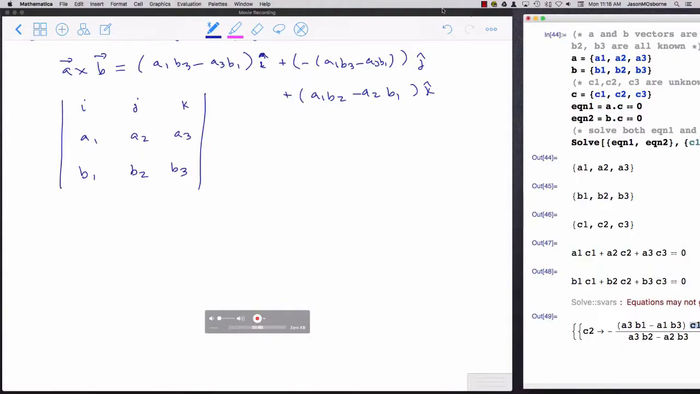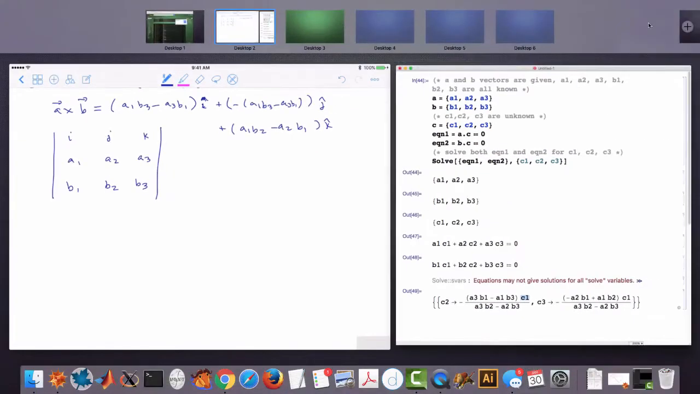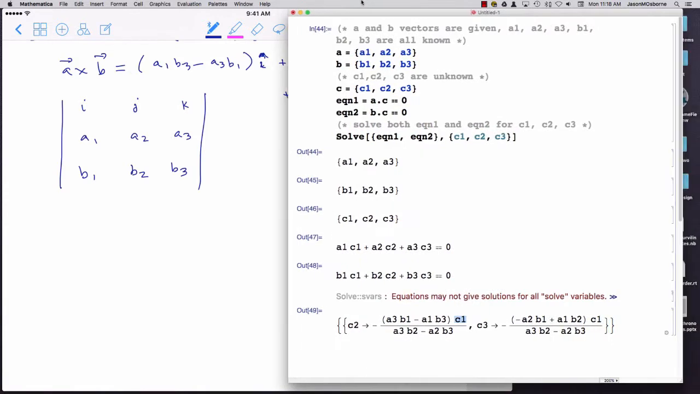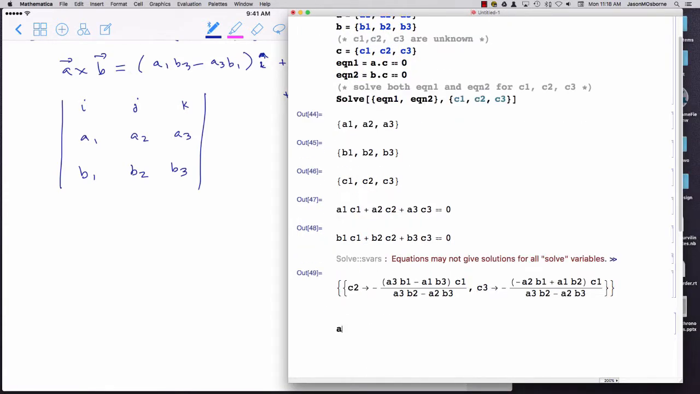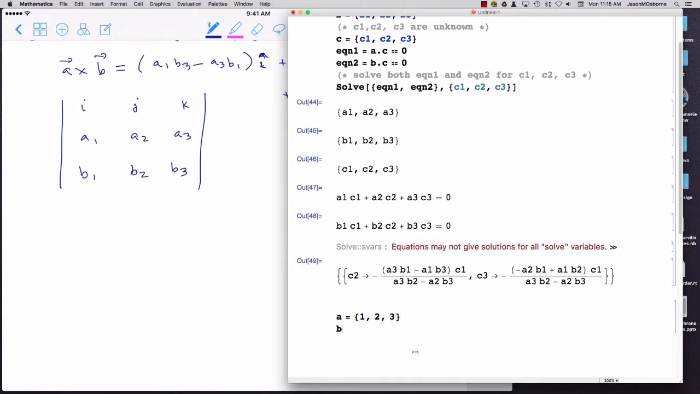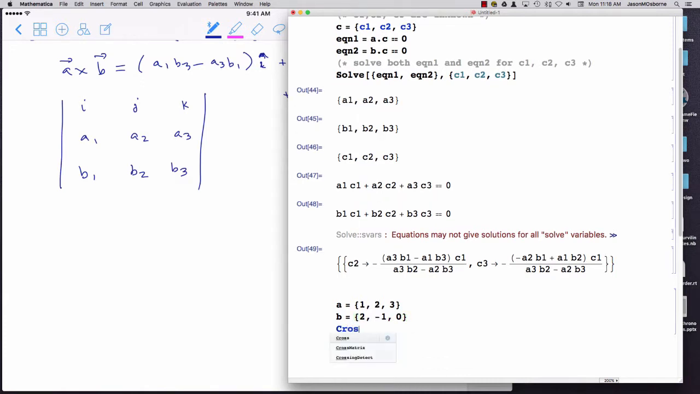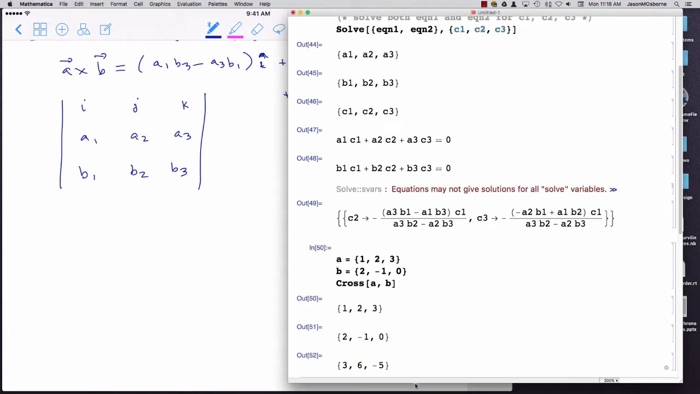Let me just show one more thing here on the computer, though. If you would like to compute a cross product, let's say that your vector A is 1, 2, 3, and your vector B is equal to 2, negative 1, 0. You can compute the cross product of those by just saying cross A with B. And there is your answer for the cross product. Alright, so in the next video we're going to discuss the geometric meaning of the cross product.